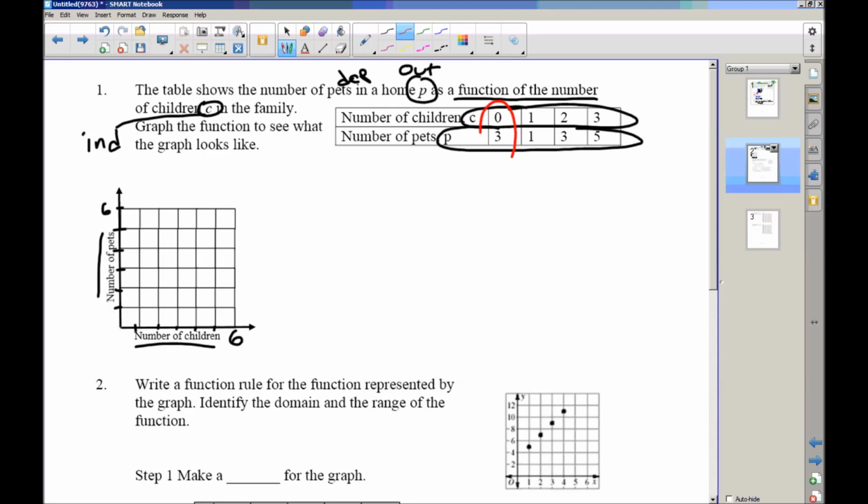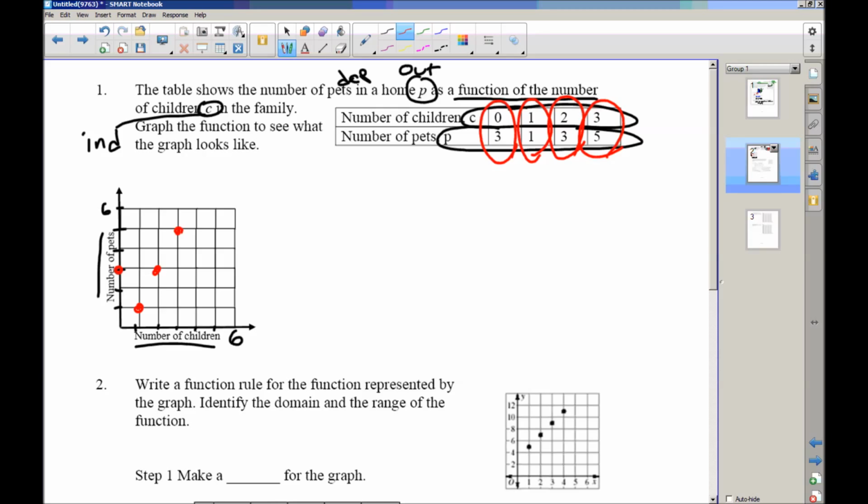First point is 0 children makes 3 pets. That's right there. The second point is 1 child. That family has 1 pet. The third one is 2 children. That family has 3 pets. And the fourth one is 3 children, and that family has 5 pets. Okay? So this would be the graph. Our domain had only 4 points, so our range has only 4 values in it, and that means we end up with just 4 total points here.